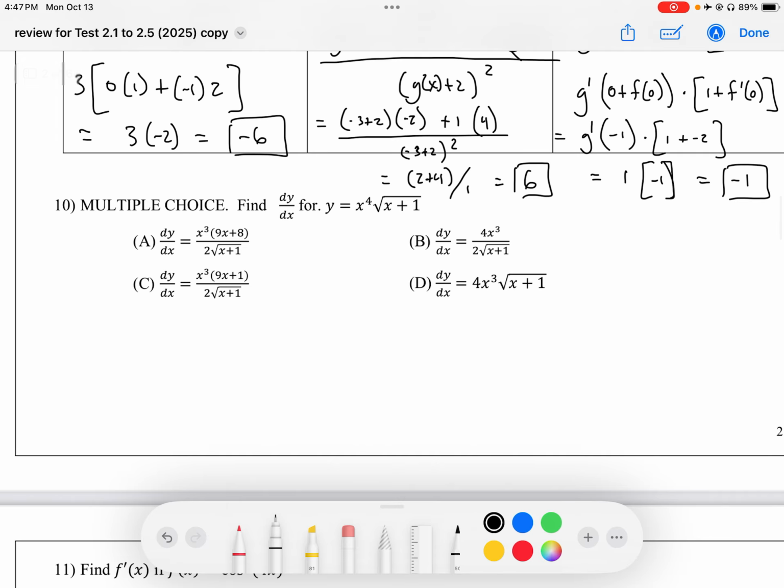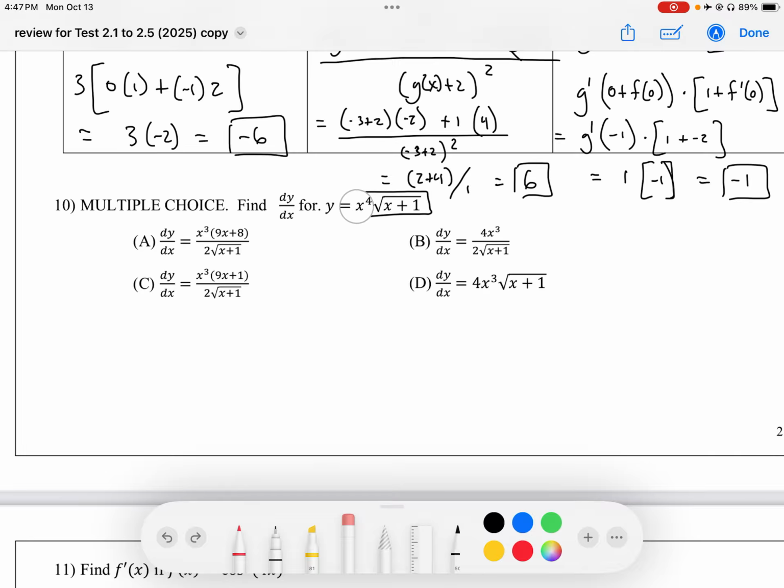Okay, now this one, what we want to recognize here, they want us to find the derivative, but what we want to recognize here is that we need to use the product rule. And within the product rule, we're going to have to use a little bit of a chain rule because we have x plus 1 inside of the square root function.